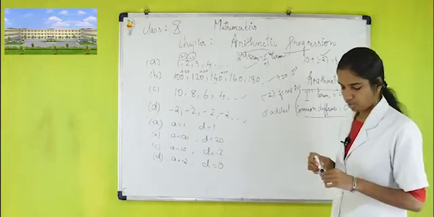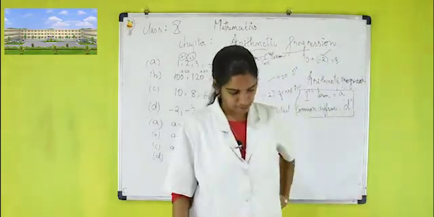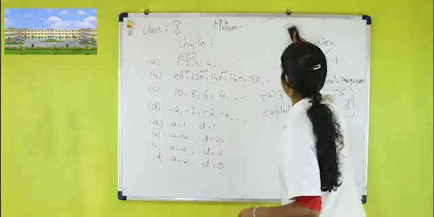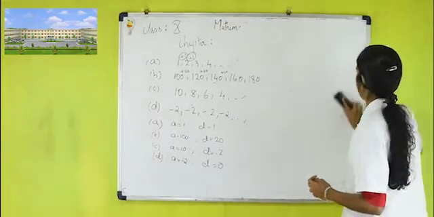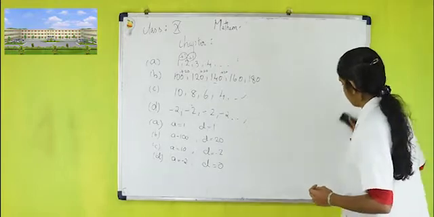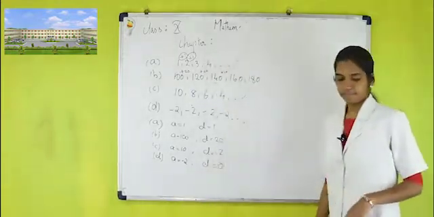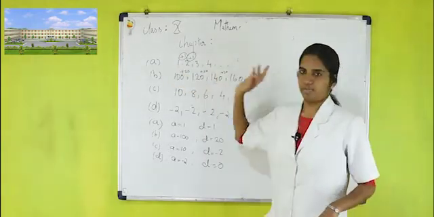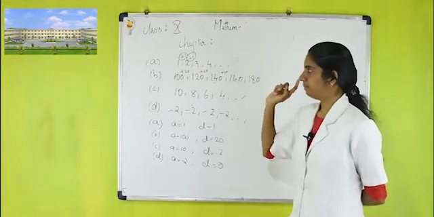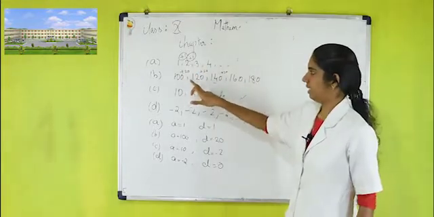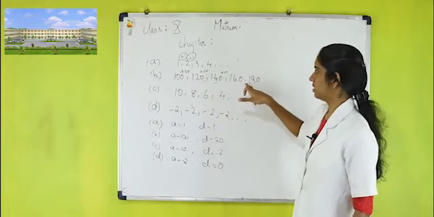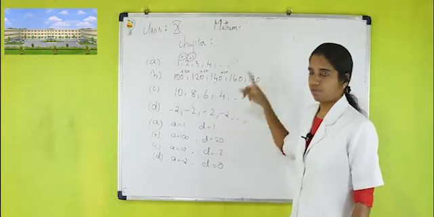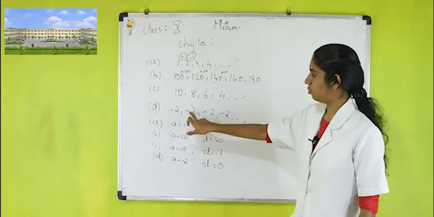Okay. So, please write down the note. Write down the subheading: arithmetic progression. Then write, consider the examples. Consider the example: first one 1, 2, 3, 4, etc. Second one 100, 120, 140, 160, 180, like that. Third case 10, 8, 6, 4, etc. And the fourth case minus 2, etc.